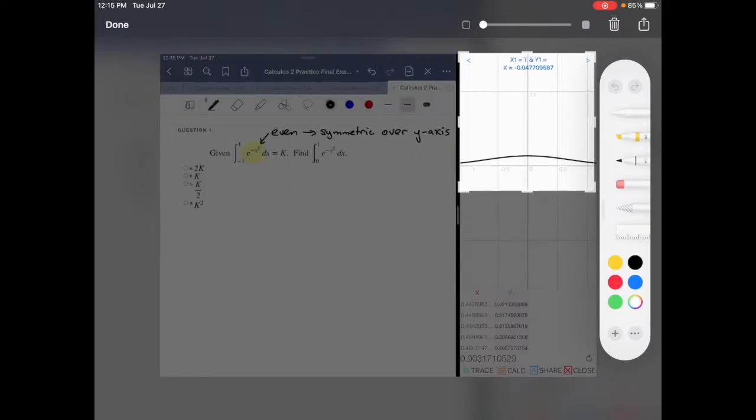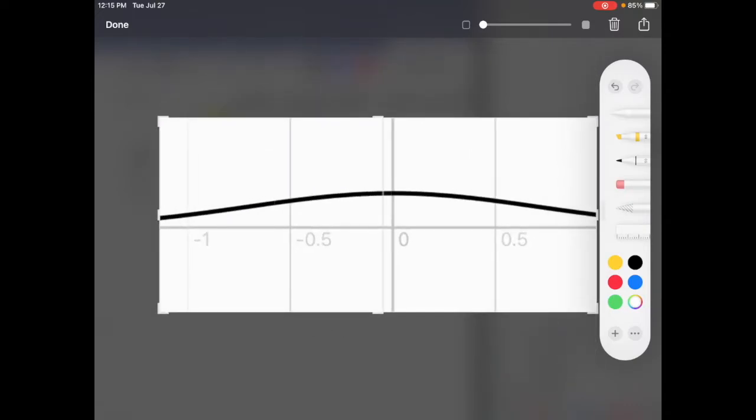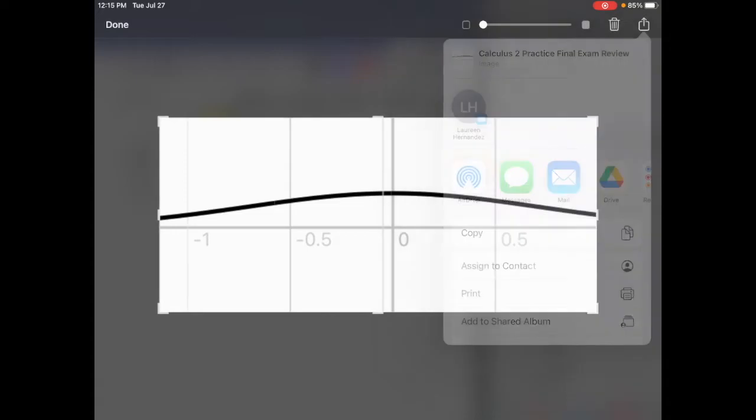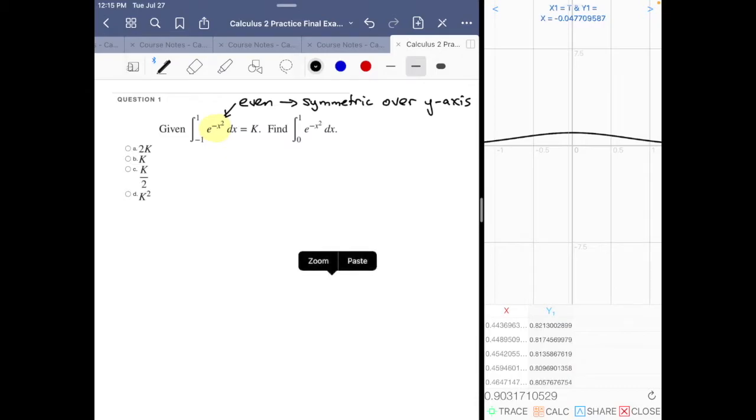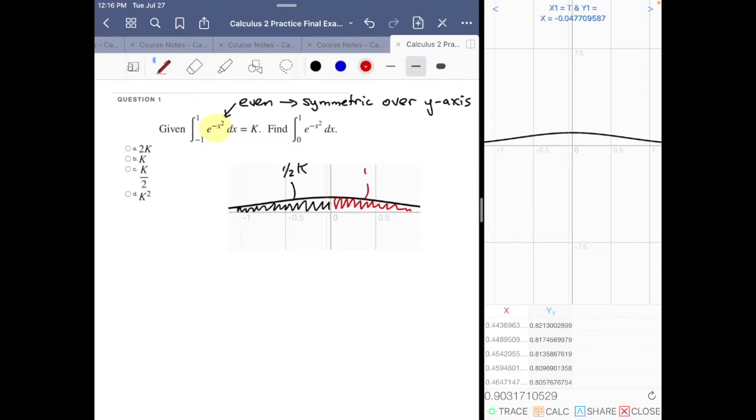The whole thing is equal to k over that interval, and all parts of this graph are above the x-axis, so there's no part that's going to be canceled out in any way. Then each part would have to be half of k. So this would be half of k, and then this would have to be half of k. Anyway, they said going from 0 to 1, that would be the red. So half k, so k over 2.